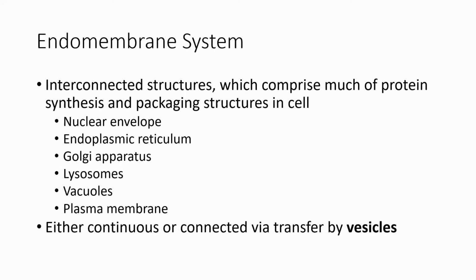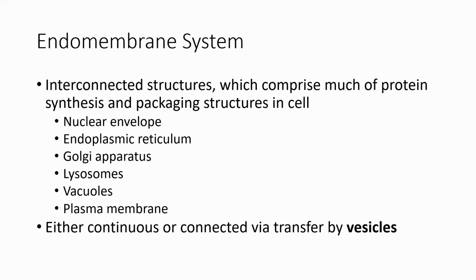So first we're going to look at what we call the endomembrane system. It's pretty much a continuous chunk or continuous chunks of membranes that can interconnect with each other. And let's move to the diagrams because that might make it more understandable. So a lot of the protein synthesis and protein packing that happens in a cell happens in these structures, and it includes things like the nuclear envelope, which is the outside boundary of the nucleus, endoplasmic reticulum, the Golgi apparatus, lysosomes, vacuoles, and the plasma membrane.